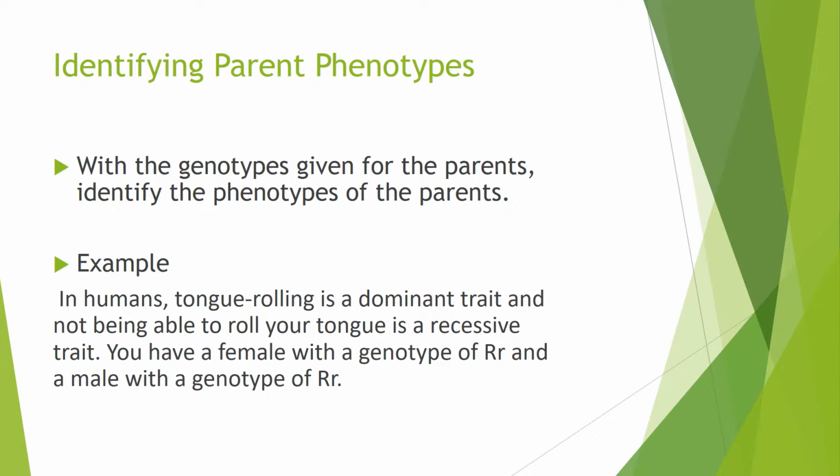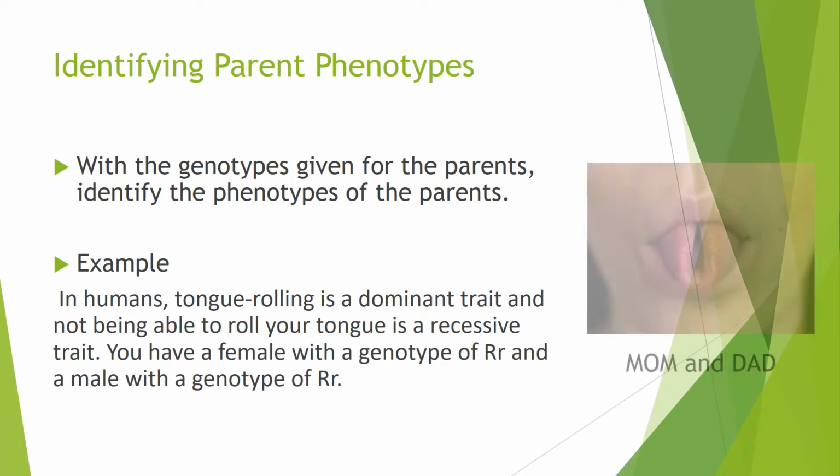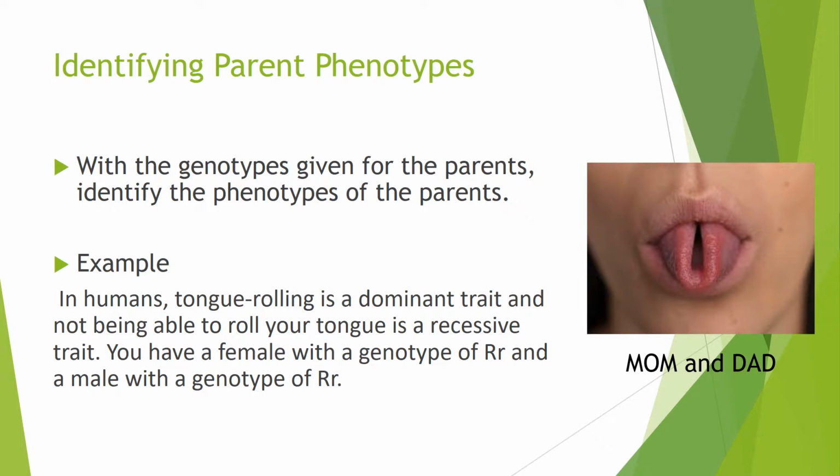So we have a female with a genotype of big R, little r, and a male also with a genotype of big R, little r. So that means that our mom and our dad both have a heterozygous genotype, so they have one of each type of allele. This means they will show the dominant trait. Remember, the dominant will cover up the recessive, so they will be able to roll their tongues because that is the dominant trait. So we have two parents that are both tongue rollers. So be sure you fill out that on your step B of example 3. That is what we're doing right now. So tell me what mom's phenotype is and what dad's is.